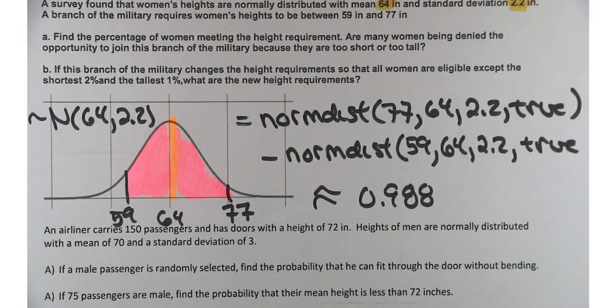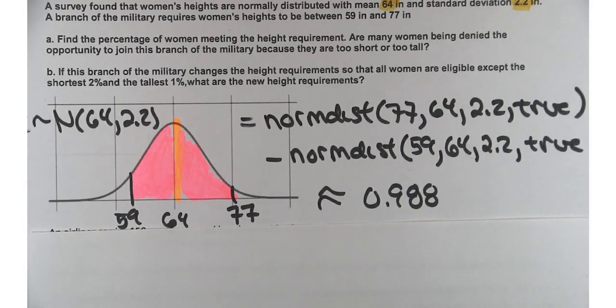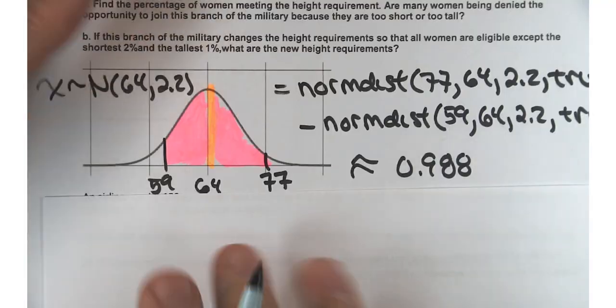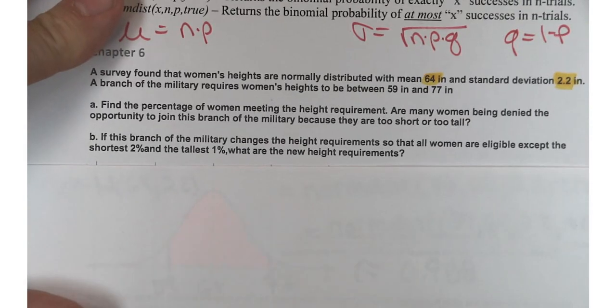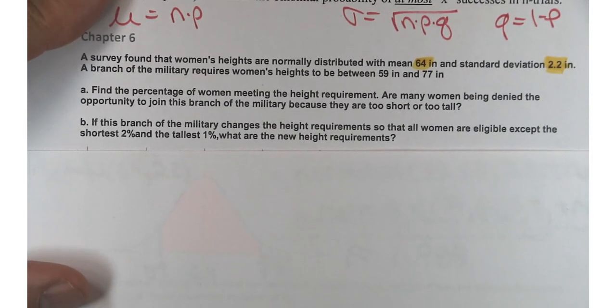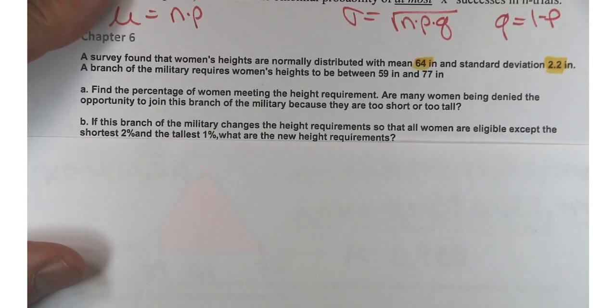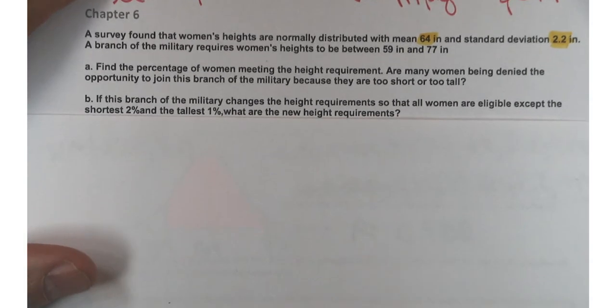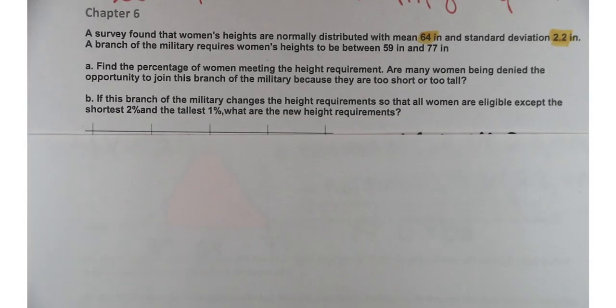Let's take a look at part B. I want to keep my sheets in order here. So for part B, it says if this branch of the military changes the height requirements so that all women are eligible except the shortest 2% and the tallest 1%, what are the new height requirements? Okay, let's look at that. That's going to require a little bit of different work on our part.